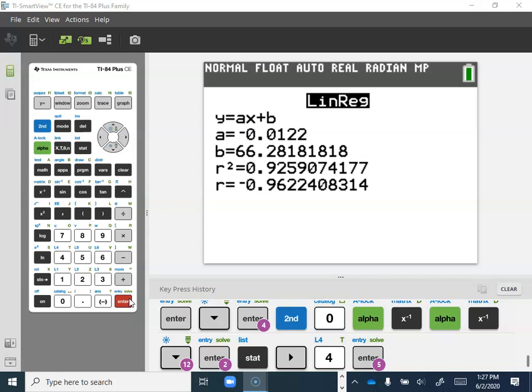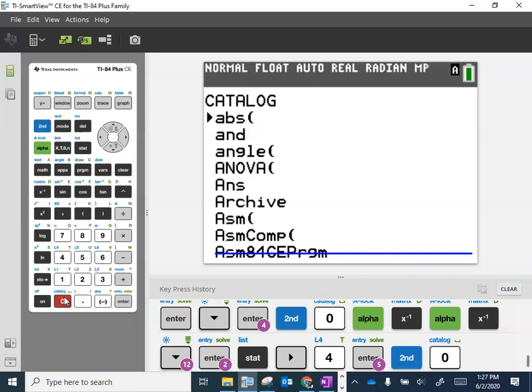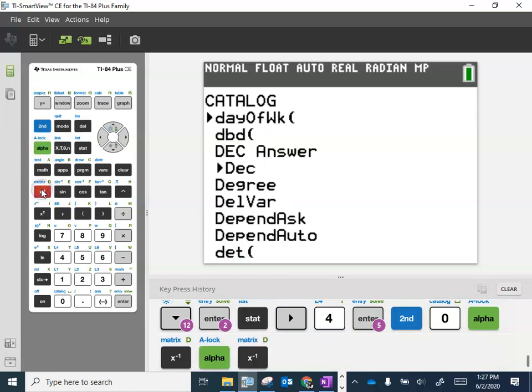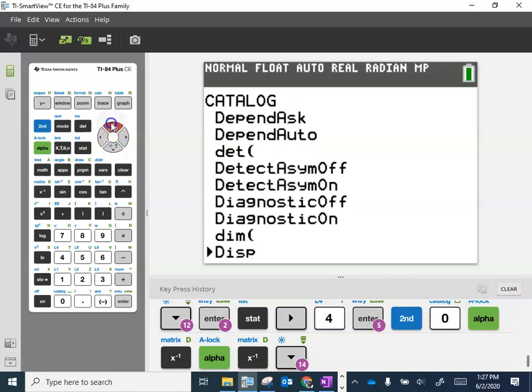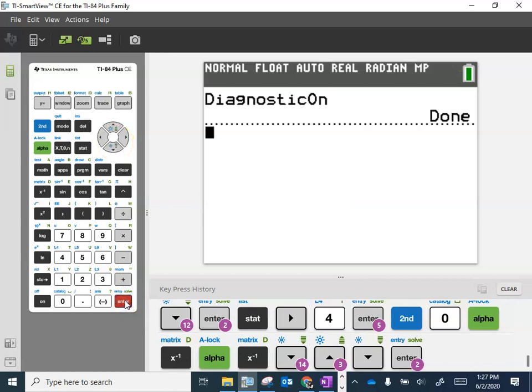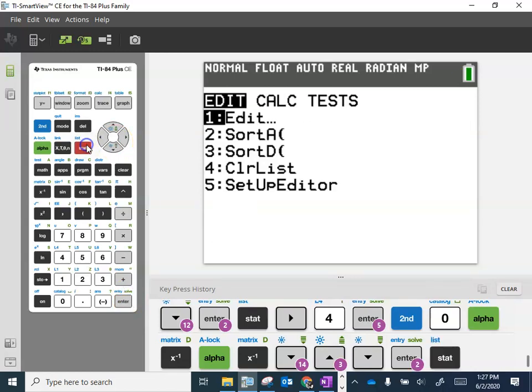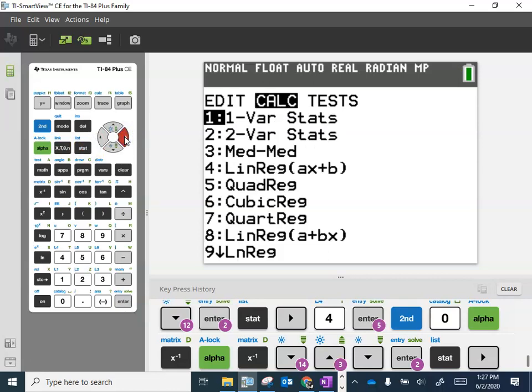Okay, so this is what we should have. If your calculator did the same thing, I want you to listen very closely. If you don't have R squared or R here, we're going to go to second catalog. I want you to hit the alpha button, and find the letter D, which is just the x-inverse button. So alpha D. And then scroll down until you see diagnostic off. Right now, if you didn't get the R's that we were looking at, you need to go to diagnostic on and hit enter, and it should say done. Then we're going to go back through and do our calculating again.